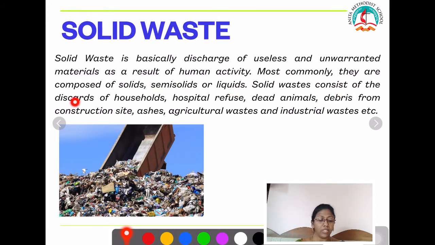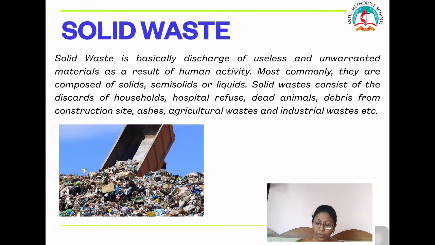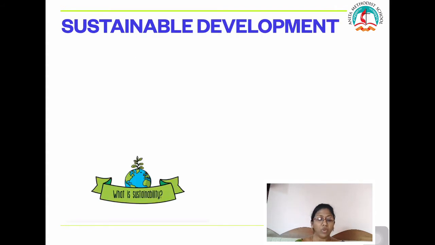Solid waste consists of the discards of the house, hospital refuse, dead animals, debris from construction sites, ashes, agricultural waste and industrial waste. When waste is not removed from the streets and public places in time, it poses severe health problems and hygiene hazards. Next we will see what is called sustainable development.